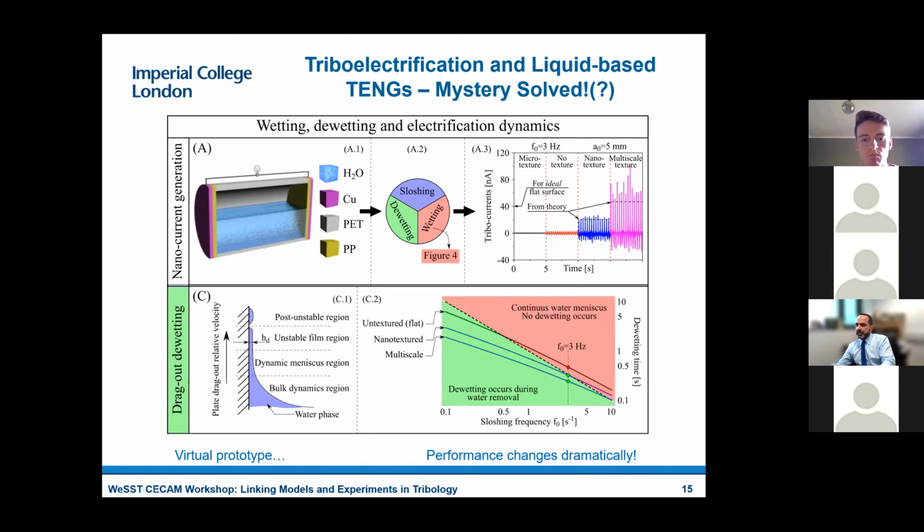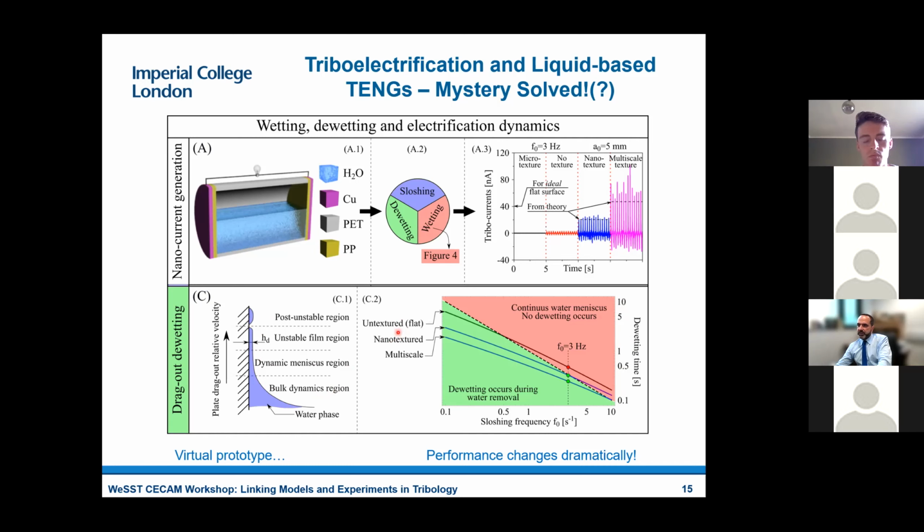And this is what we think is happening. So what we think is happening is that you get wetting on the wall. In order to get the dewetting, you need to get complete disappearance of the film region. And here you can come up with a map that says if you have a certain frequency of sloshing, you look at the dewetting time coming from the dynamics of this system.